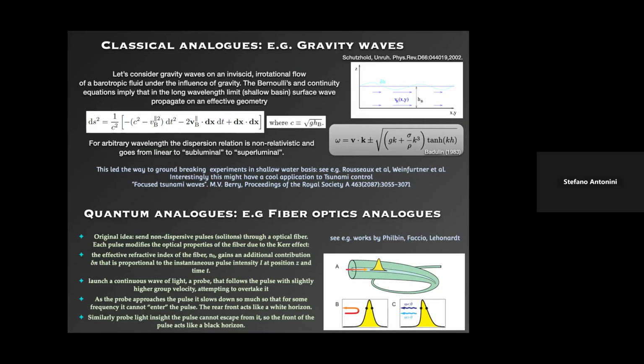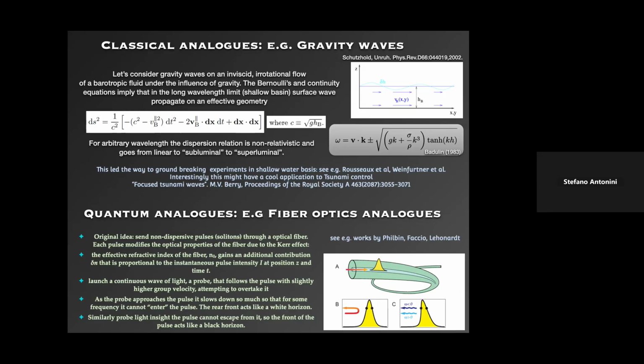Another system which is very nice is fiber optics. Basically, in fiber optics, you use the Kerr effect to change locally the refractive index. Then you use another light pulse, and given that it has to slow down when it approaches from behind your region of higher refractive index, it cannot penetrate from the back, which works like a white hole horizon. And if it is instead getting inside, it cannot escape from the front, which acts as a black hole horizon. So it has been claimed that analog radiation was seen here, but they were debated by us, by Uru.